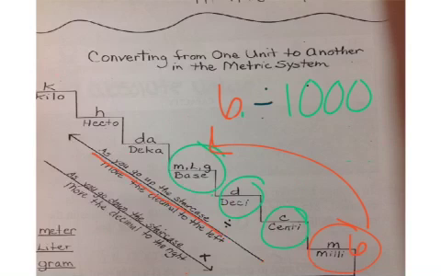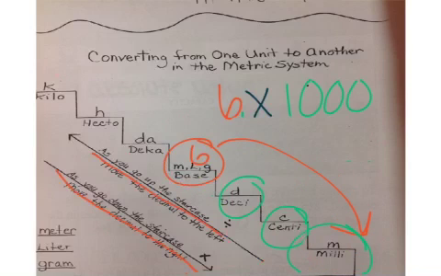Now, if you're moving the other way, so you're moving down the staircase, our operation changes from division to multiplication. But the same rule applies as you count how many stair steps you're moving. That's how many zeros you add.